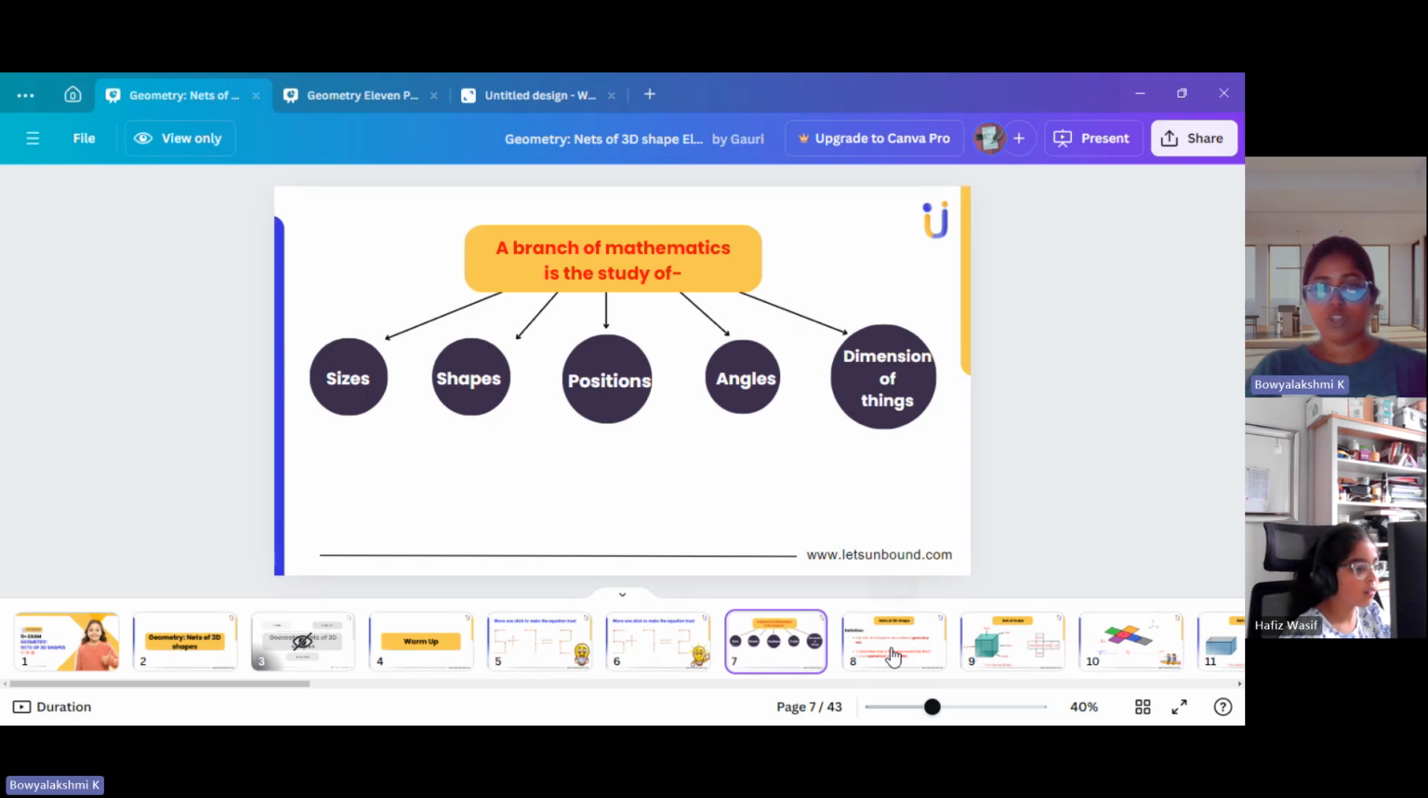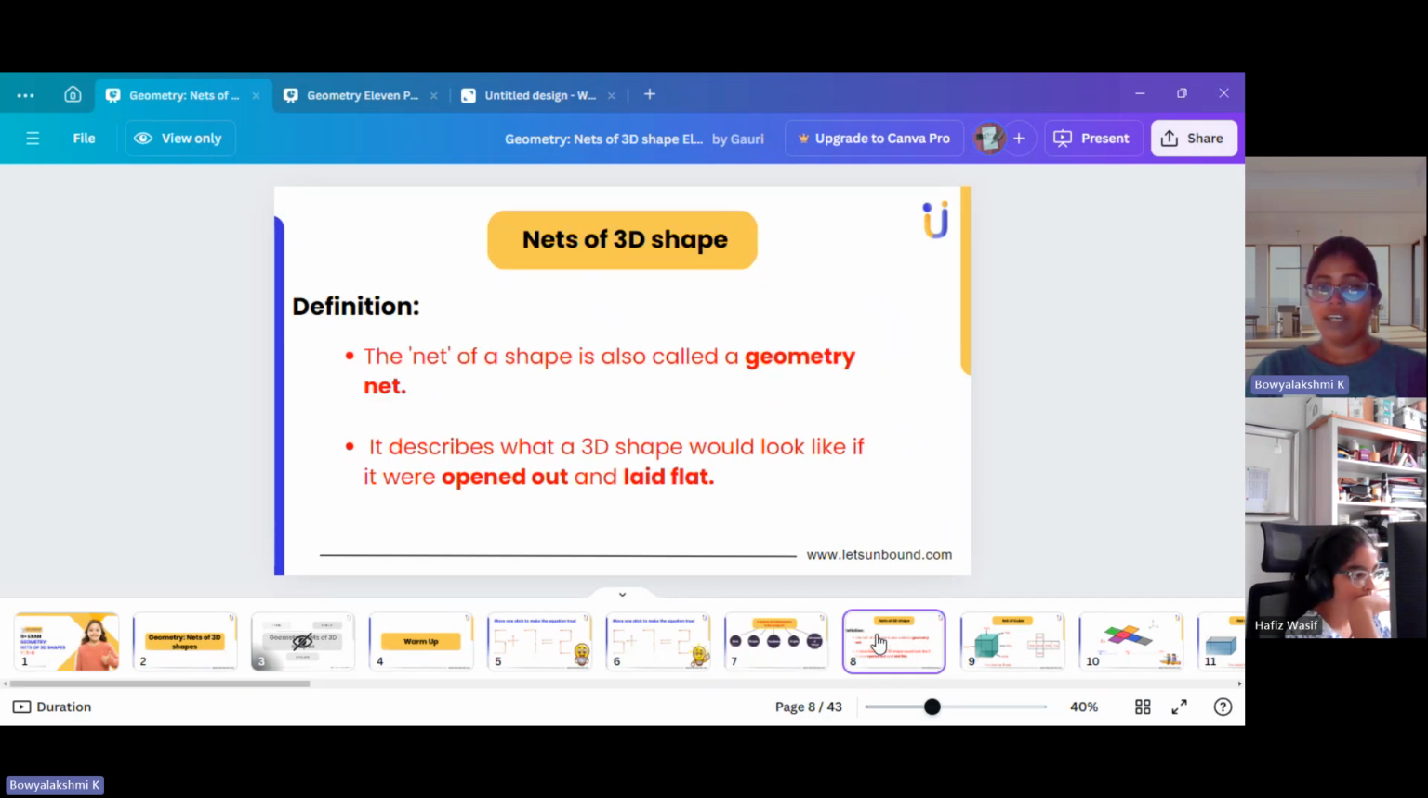A branch of mathematics is the study of size, shape, position, angle, dimension. This is all about geometry. Now we know 3D shapes. But when you're making art and craft, you cut things and then fold them up to make something new. That is called the net of a shape. So for a 3D shape, we have a net, which is called a geometry net. It will be flat, and if you fold it accordingly, you will get a nice 3D shape.